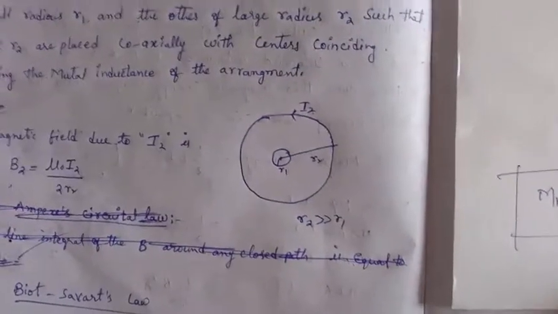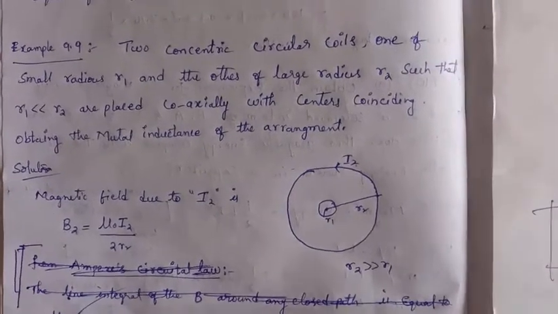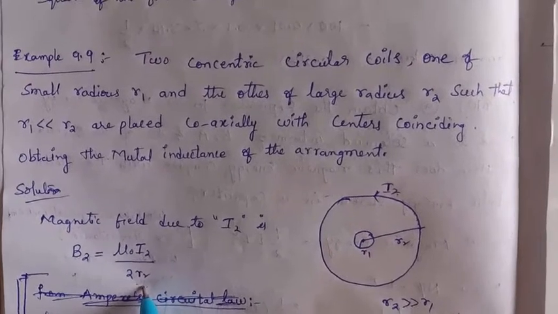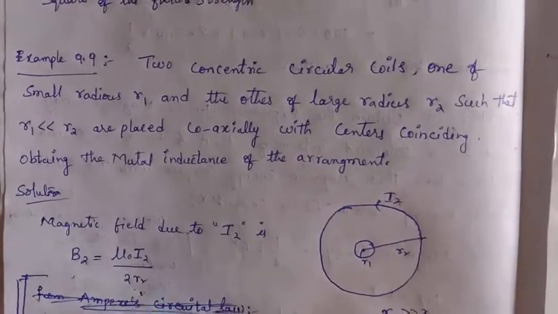So once again, this formula is very important. This formula is derived from the Biot-Savart law: B2 is equal to mu naught I2 upon 2R2.